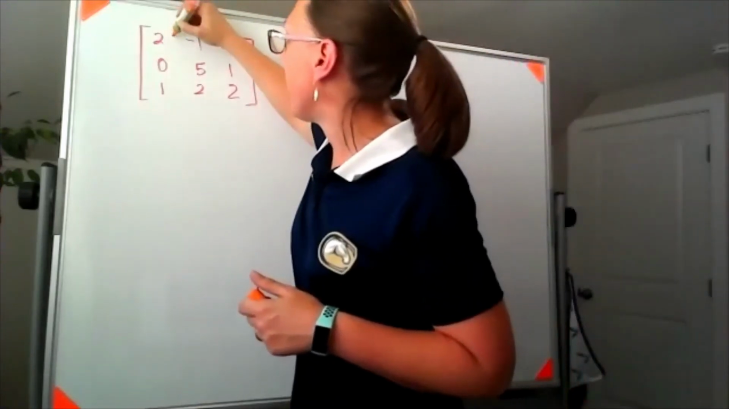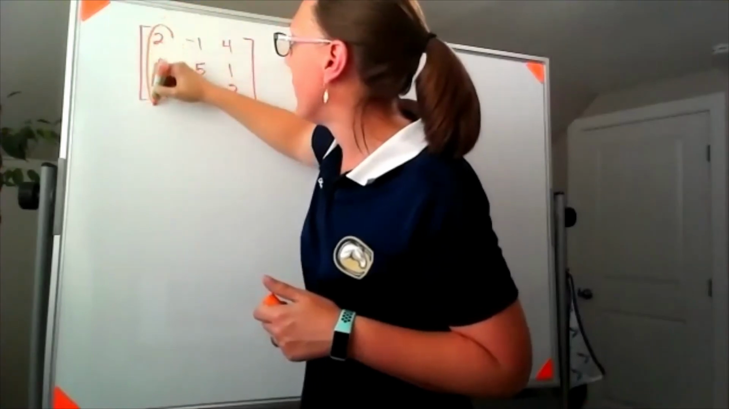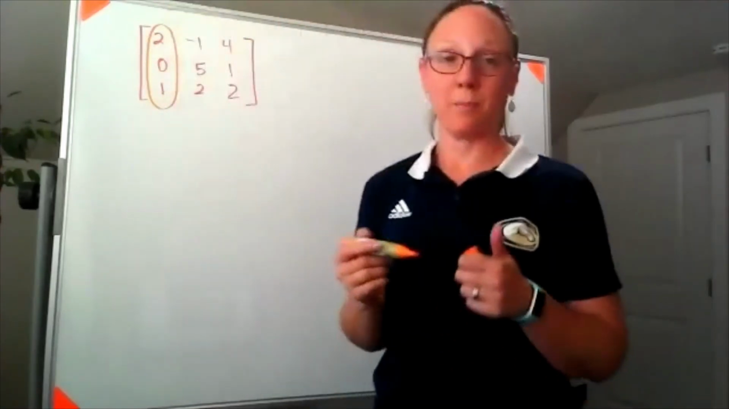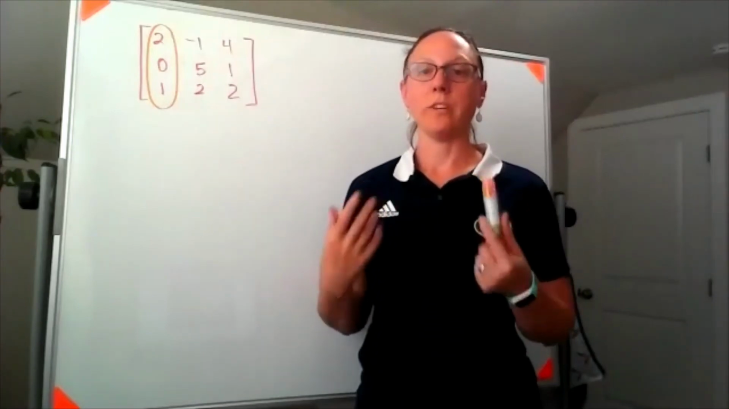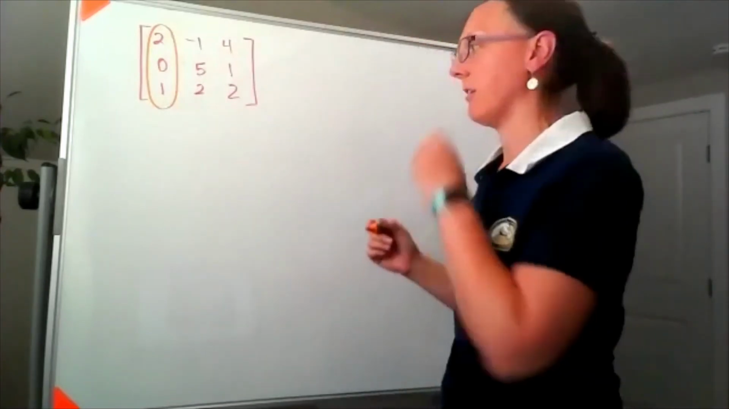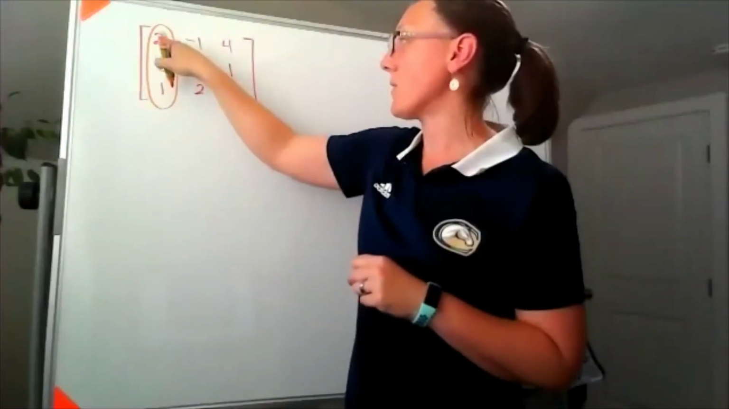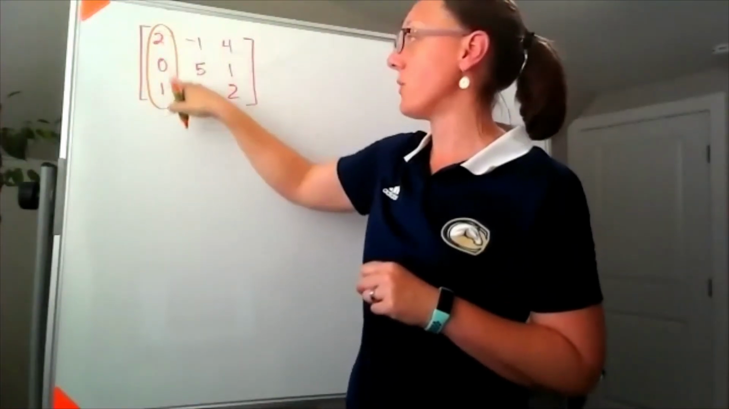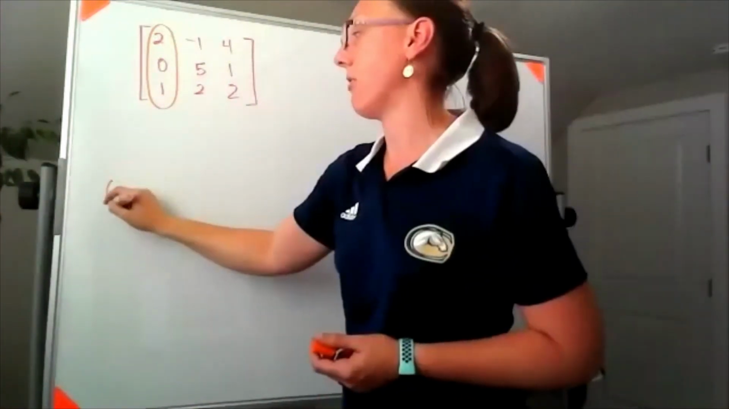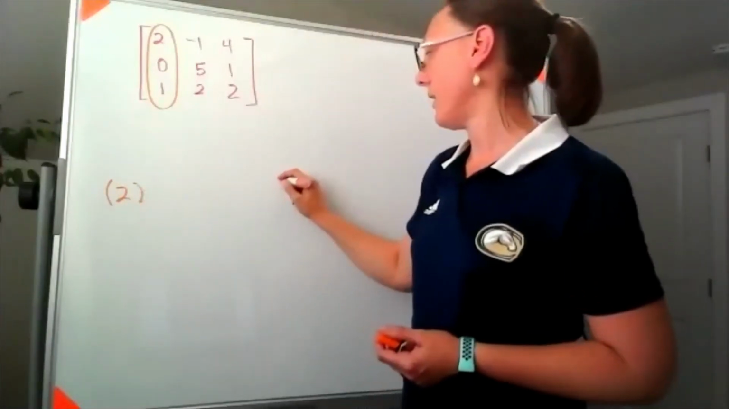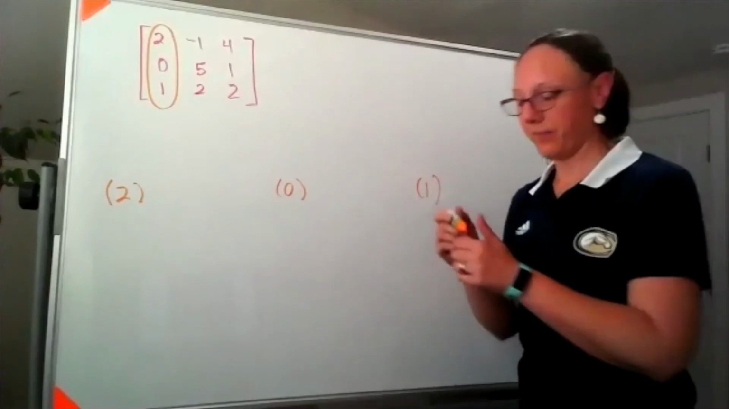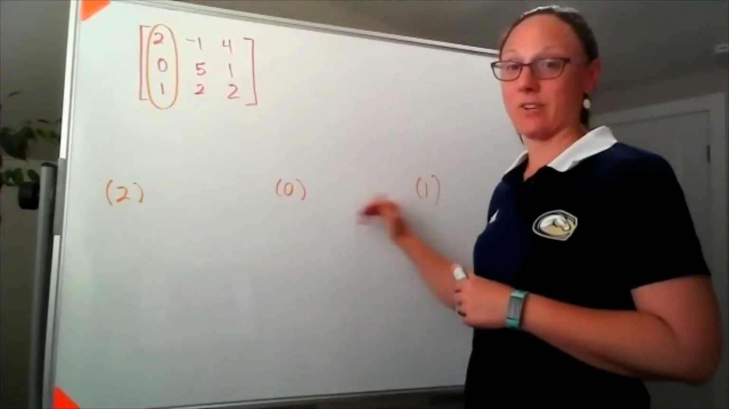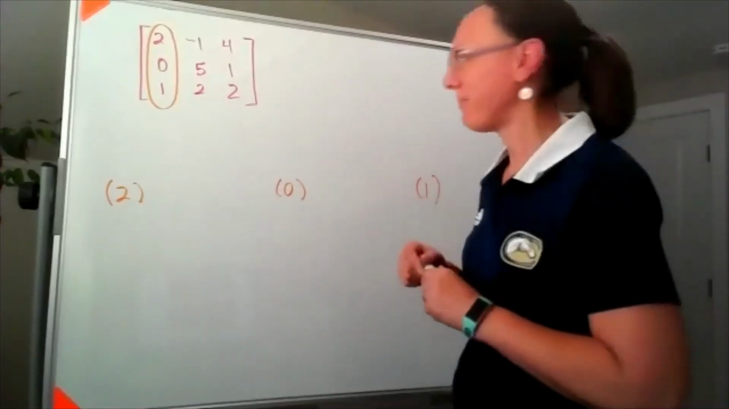So here, I'm going to choose to expand across column 1. So when we do the cofactor expansion, I'm going to take those values, the 2, the 0, and 1, and I'm just going to write them down. So I'm going to have 2, 0, and 1. And you'll see in a second why having extra zeros is super nice.